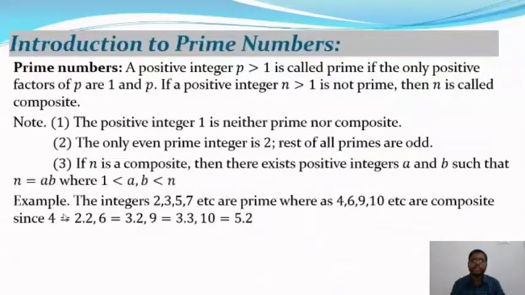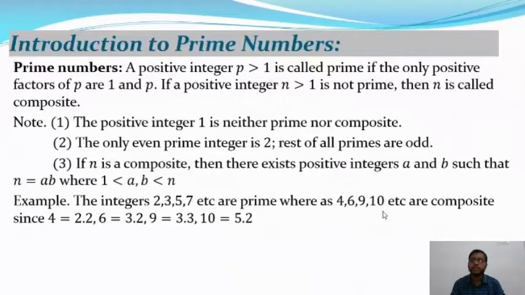So here is the example of prime numbers. The integers 2, 3, 5, 7, etc. are prime numbers. These numbers are all greater than 1, and you know that 2 is the first prime number and it is even, and all other prime numbers are odd. So 3 is a prime number, so it cannot be written as n equal to a into b. 5 cannot be written as a into b, and 7 cannot be written as a into b. So these are all prime numbers, not composite numbers. But 4, 6, 9, 10, etc.